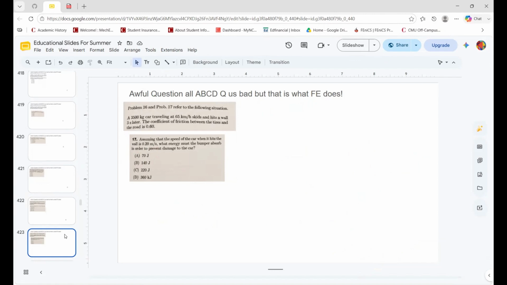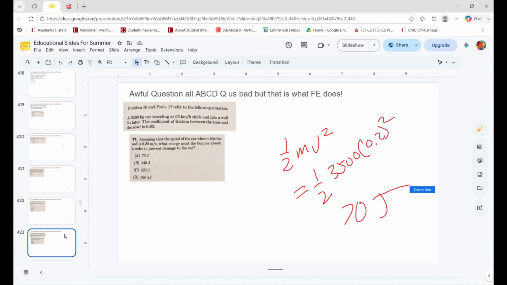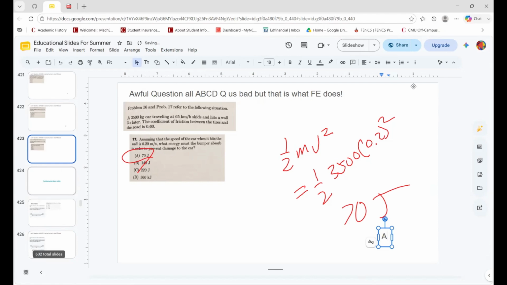What energy must the bumper absorb in order to prevent damage to the car? This is just 1/2 mv squared. So this is 1 divided by 2 multiplied by 3500 multiplied by 0.2 squared, which is about 70 joules. And with that, we're done with the energy section. So that's the last one, I believe. Yep. And the next section will be on solid mechanics, so that'll be interesting.